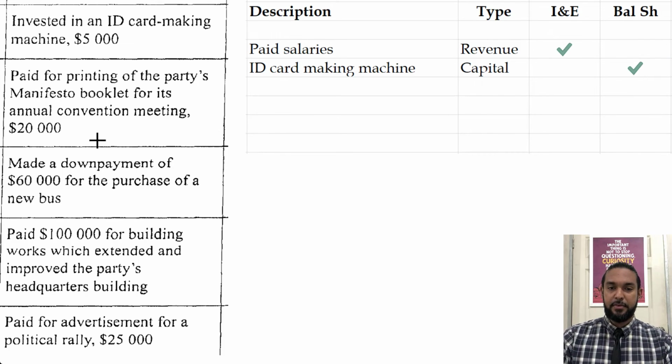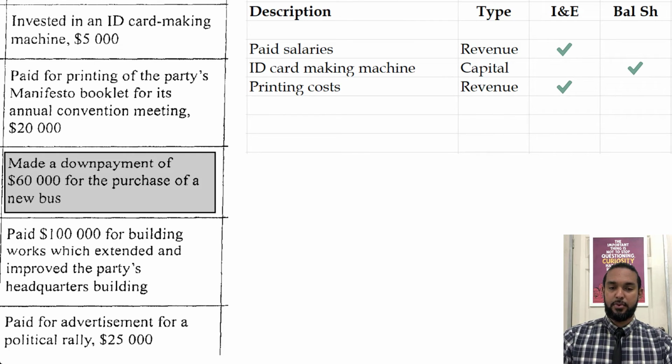Okay, next we have paid for printing of the party's manifesto booklet for its annual convention meeting, $20,000. Right, a booklet is not a non-current asset. That is a current asset. It's actually probably just supplies for that meeting. So that will definitely be revenue expenditure and will end up in the income and expenditure account, as you can see there.